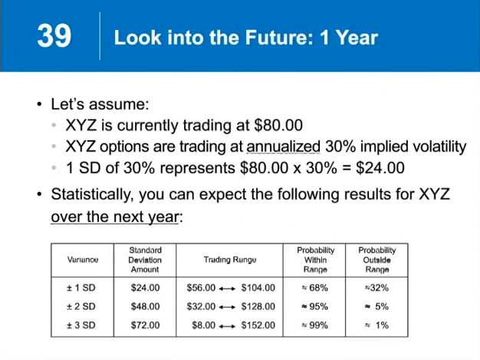The rest of the math, when we talk standard deviations: one standard deviation will represent 68% of the time, two standard deviations will represent 95% of the time, and three standard deviations almost 100%, at 99% of the time. But you can see how those price ranges do continue to increase as we go out to 2 and 3 standard deviations.